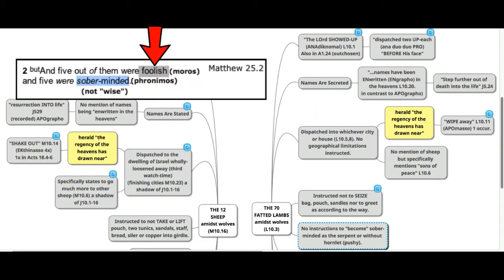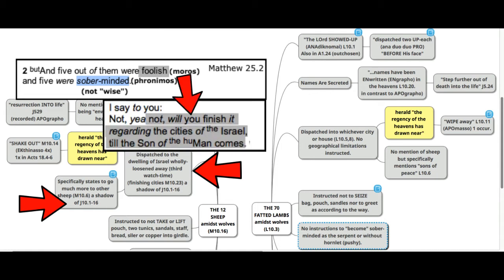And the fact is that not all will become fatted at midnight. Many will still remain among the sheep class, where some of those sheep will enter the sheep of the courtyard of John 10:1, but others wholly loosened away among the other sheep of John 10:16. This parallel to the 12 as sheep being dispatched to sheep wholly loosened away is seen in Jesus' statement in Matthew 10:23. Not ye not will you finish it regarding the cities of Israel till the Son of Human comes.